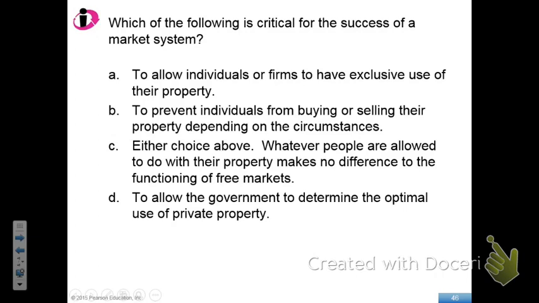Please read the question. This is a little bit lengthy one. Wordy questions are always challenging. Which one is the correct answer? Somebody said A. That is the correct answer. Why is B not the correct answer? B says to prevent individuals from buying or selling their property depending on the circumstances. What does it mean?